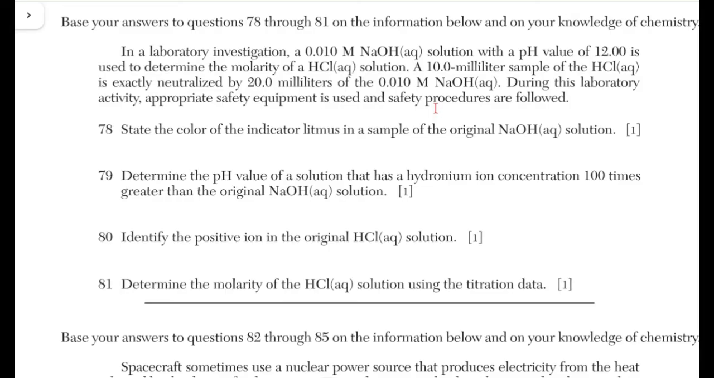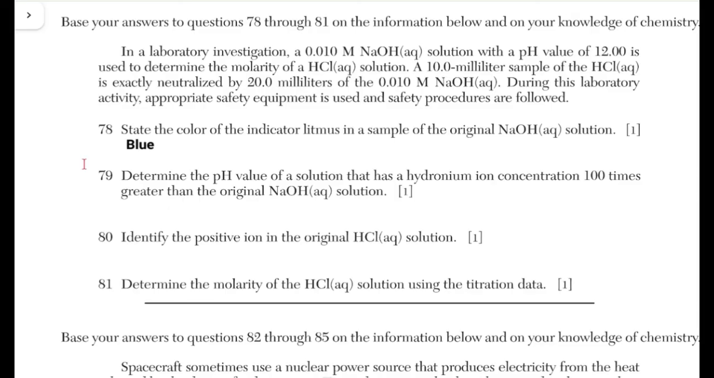State the color of the indicator litmus in a sample of the original NaOH solution. If you go to Table M, it says that for the indicator litmus, from the pH range 4.5 to 8.3, the color is red to blue. The pH of NaOH is 12. 12 is greater than 8.3, so the color of litmus will be blue.